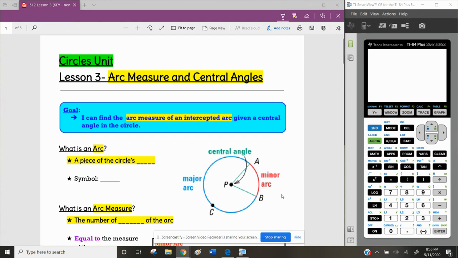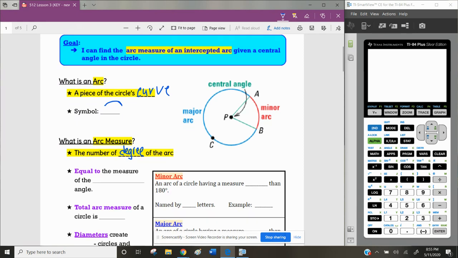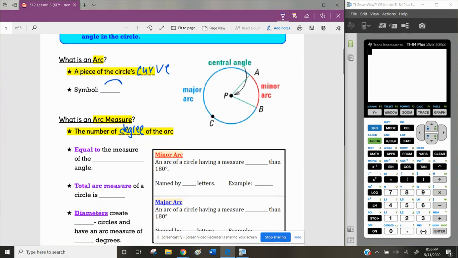So what is an arc? An arc is a piece of the circle's curve. So how many degrees we have of this curve is what the arc measure is. So how many degrees are in the arc? The symbol for arc is an arc. So just like we draw an angle to represent an angle, we draw an arc over the arc that we're naming. So what does that mean?